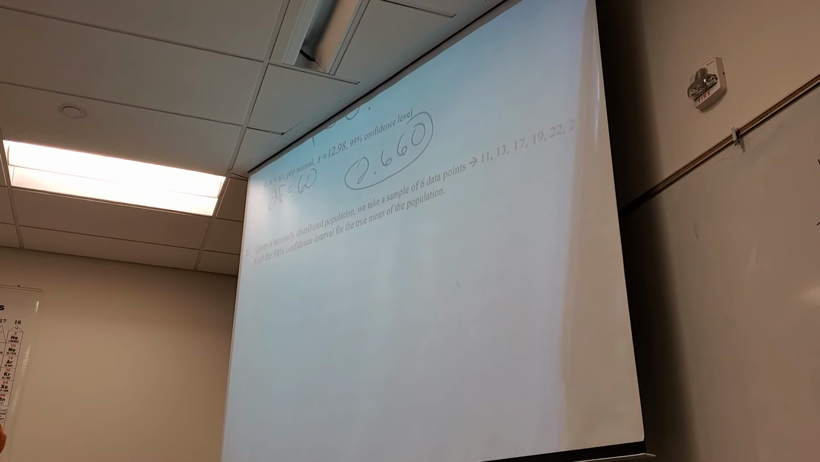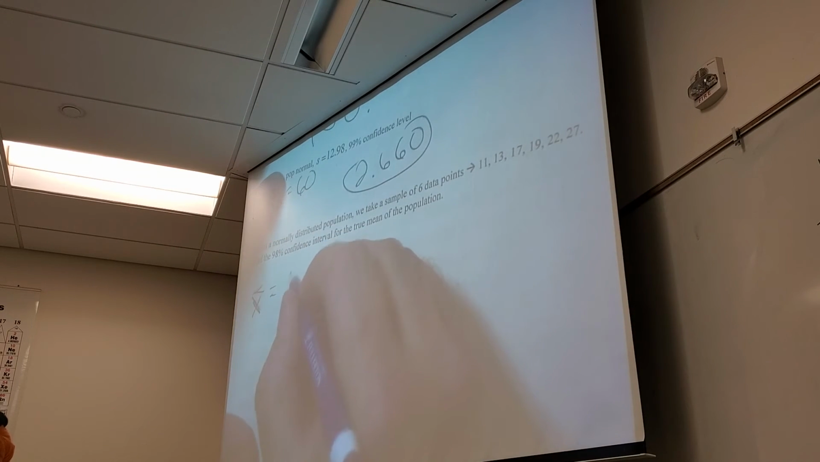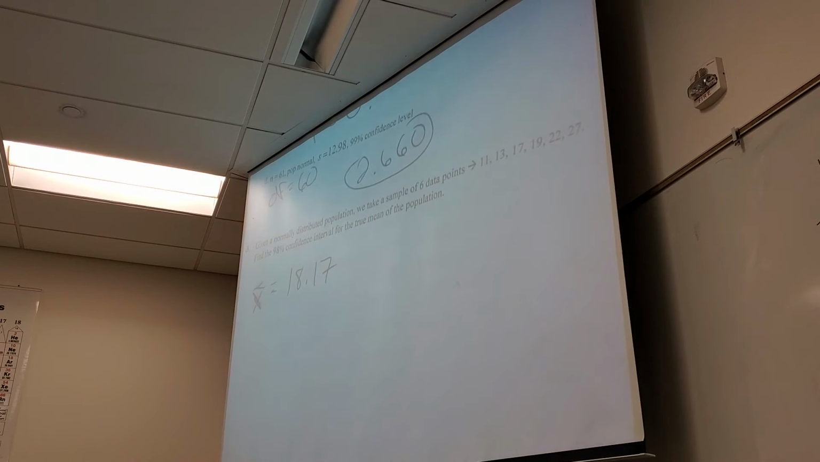All right. Anybody getting the stats for this? Anybody got X bar yet? 18.6. Yeah, 18.1 repeating, so like 18.17. I would tell you how many places to round on the testers. Normally I don't want to round too much, but this is fine. And then what's your standard deviation?